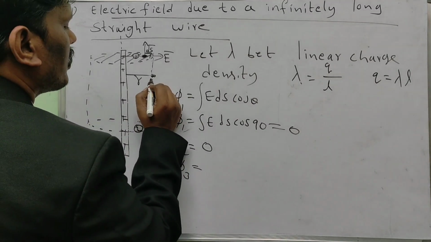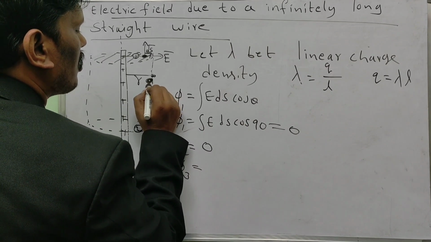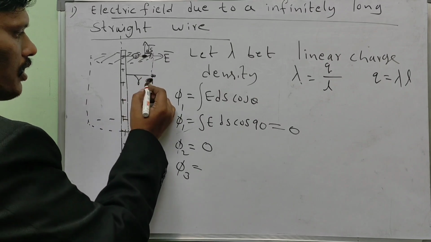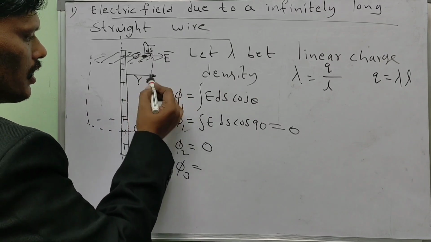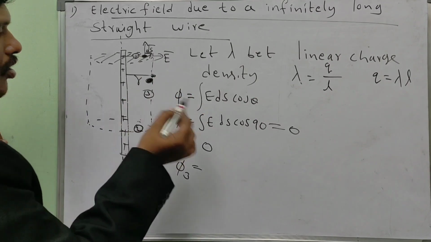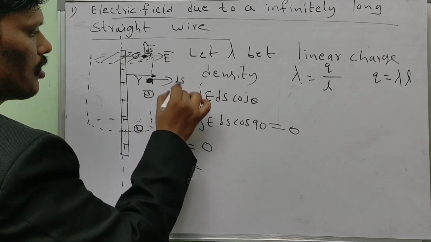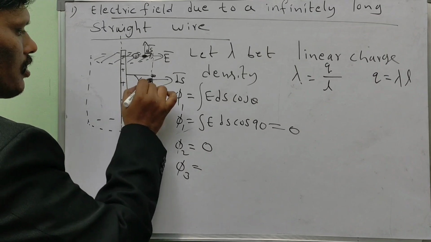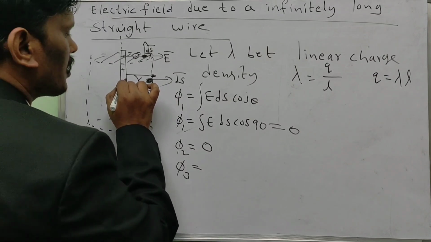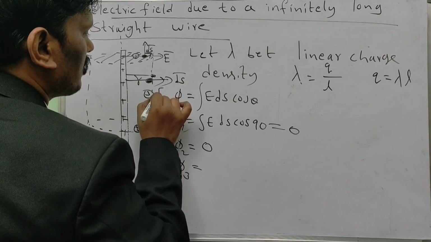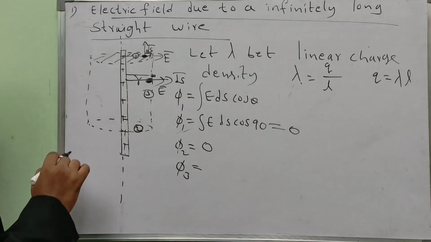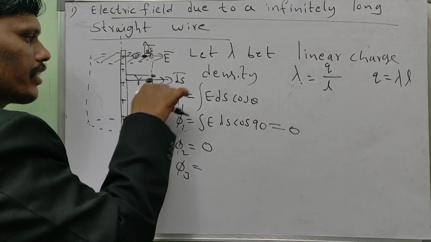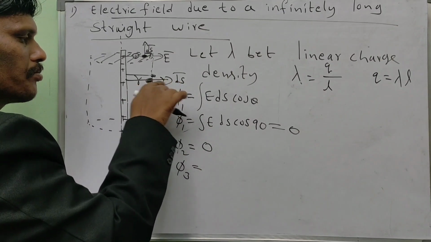So consider a small surface here on the curved surface. For that curved surface area vector, a normal is drawn outward. That is the dS vector. What is the electric field vector? The electric field vector is also in the same direction like this. Why? Because the electric field direction is away from the wire. Why? Because it is a positively charged wire. So the electric field vector and dS vector are both in the same direction, meaning parallel vectors.